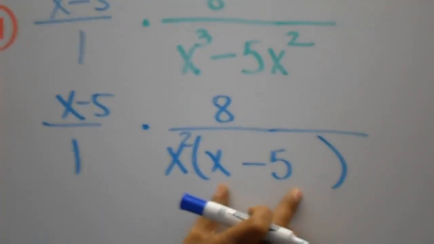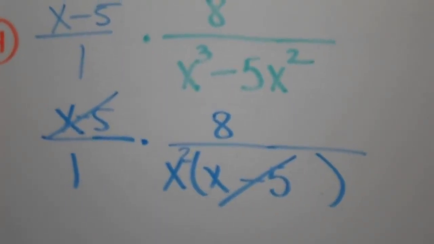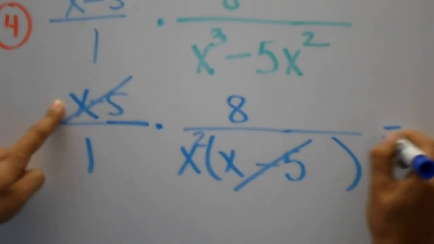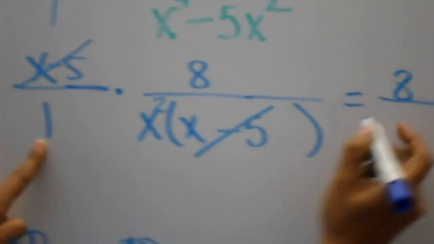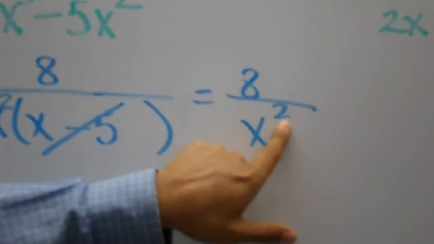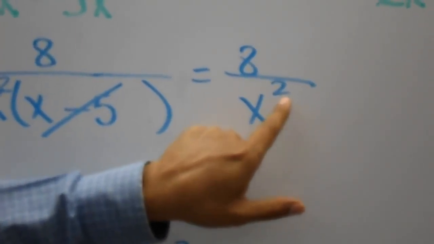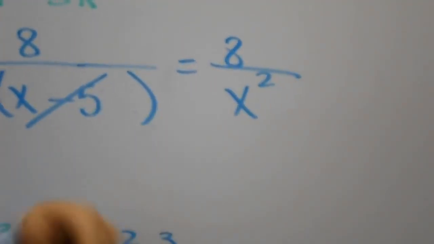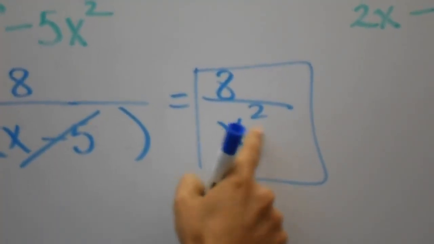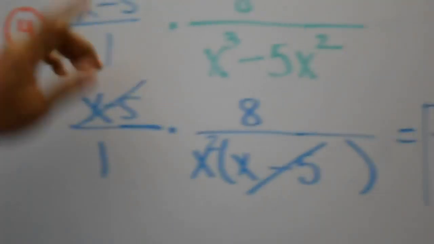So notice that this x minus 5 is the same thing as this x minus 5, so therefore these guys are able to cancel. Now, let's see, 1 times 8, that becomes an 8, over 1 times x squared becomes an x squared. Notice I can leave the denominator x squared because it's positive. If I would have gotten a negative here, I would have moved that up. It would have been 8x squared, but this is the answer here. So you can never have negative exponents as an answer. So that covers number 4. Look at number 5.